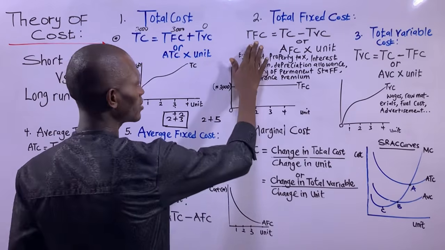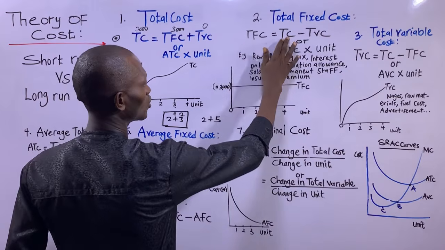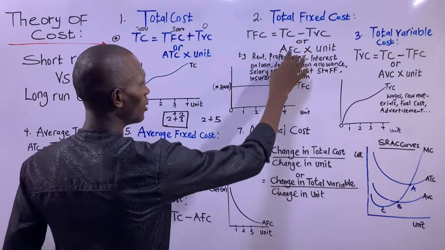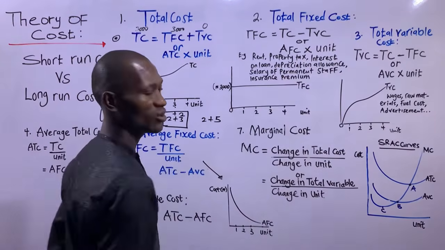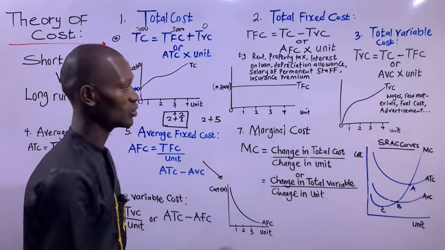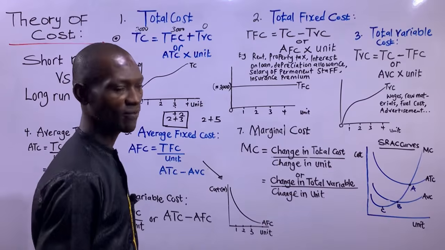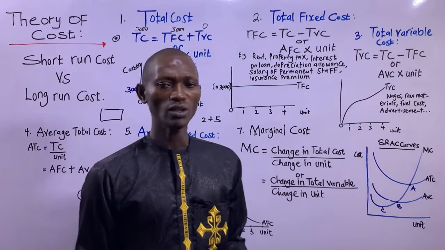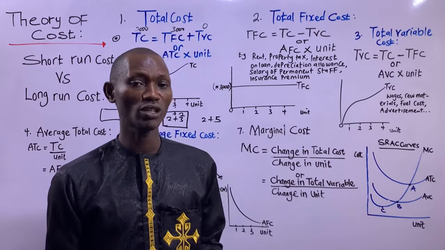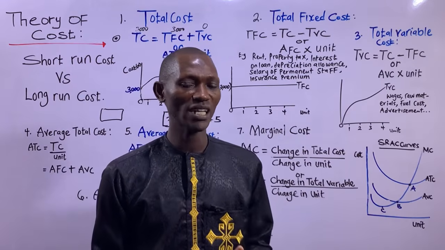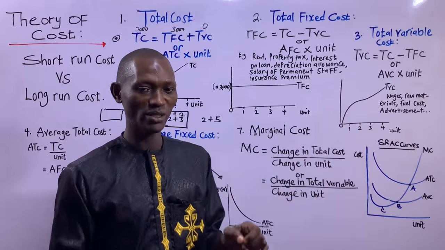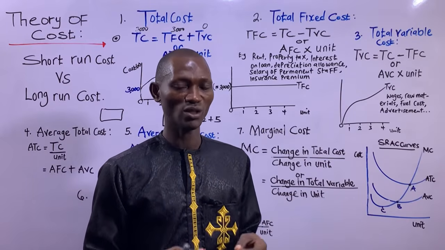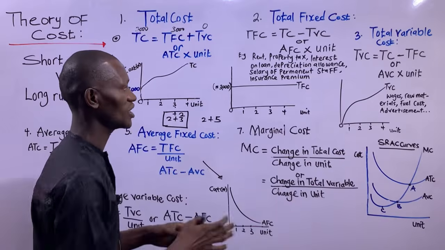So to get your total fixed cost, it is total cost minus total variable cost, or average fixed cost times units of output produced. You are going to get your total fixed cost. So like we said, even when production stops temporarily, for a short while, you are still going to expend money. You are still going to incur costs on total fixed costs or fixed costs generally.